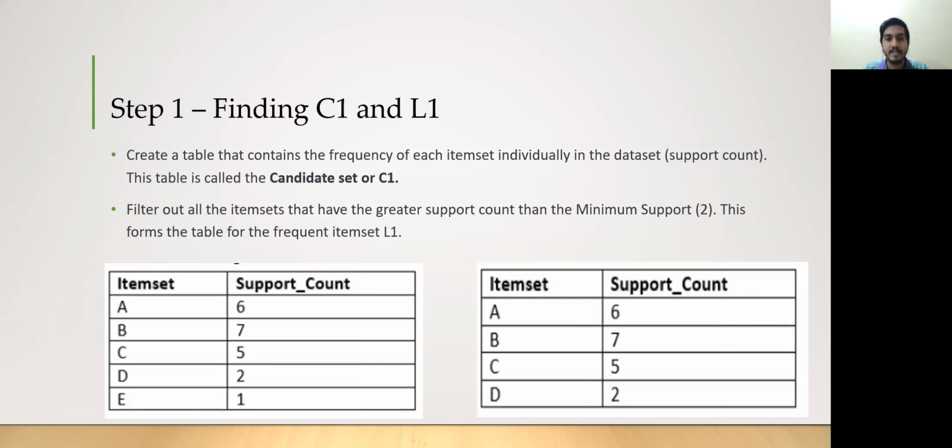Step 1 is to find C1 and L1. To do that, first we create a table that contains the frequency of each item set individually in the data set. This table is called the candidate set, or C1. Then we filter out all the item sets that have a support count less than the minimum support, which is 2. This forms the table for the frequent item set L1. Here we can see that the table on the left represents the candidate table C1 and the table on the right forms the table L1.